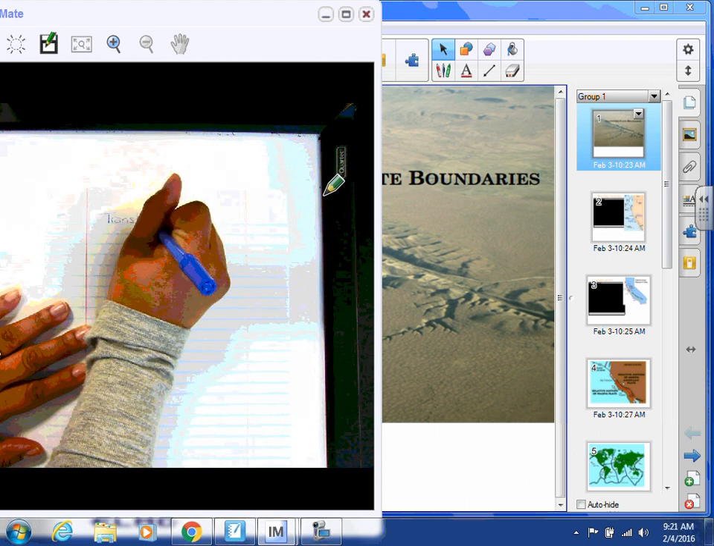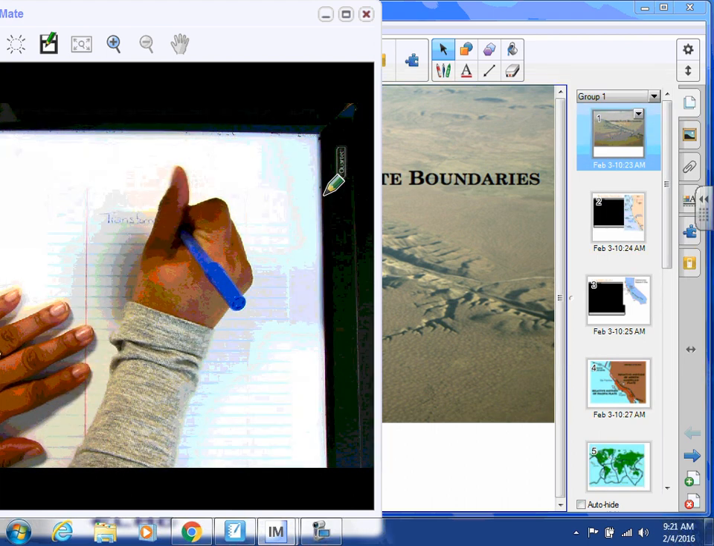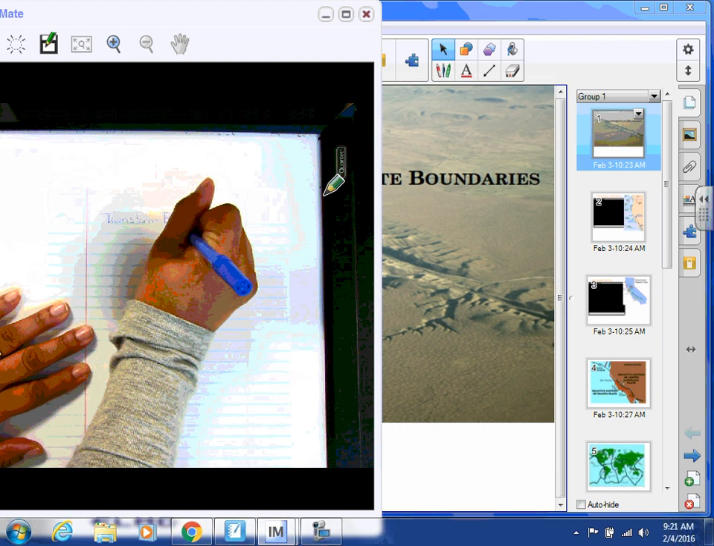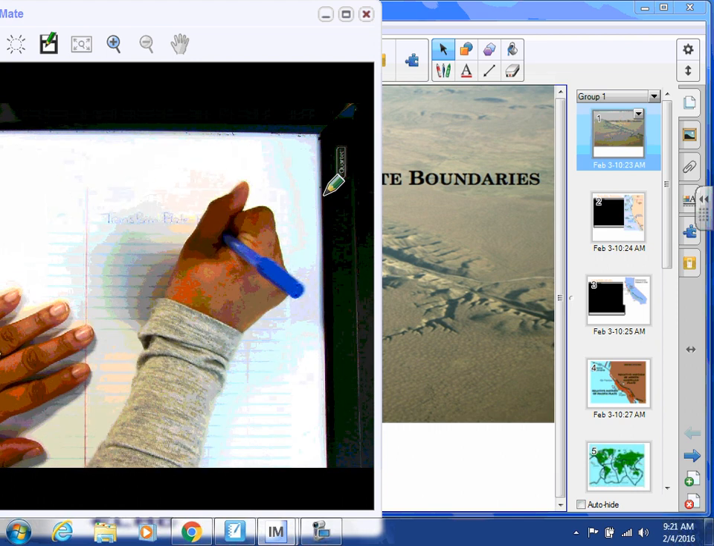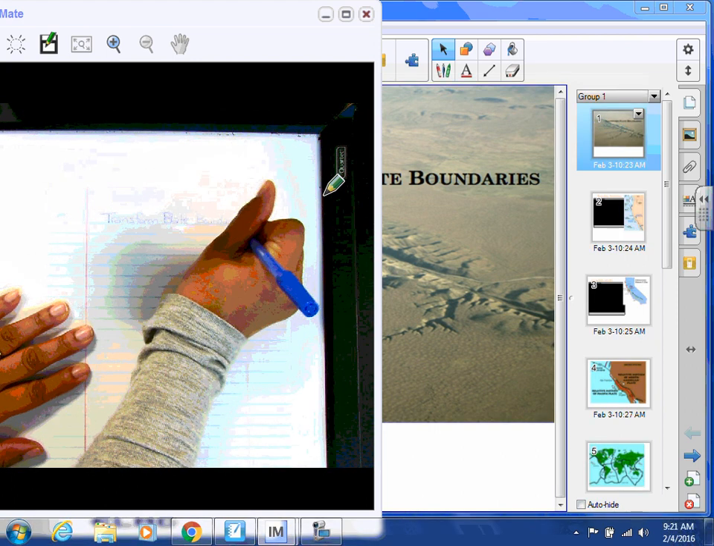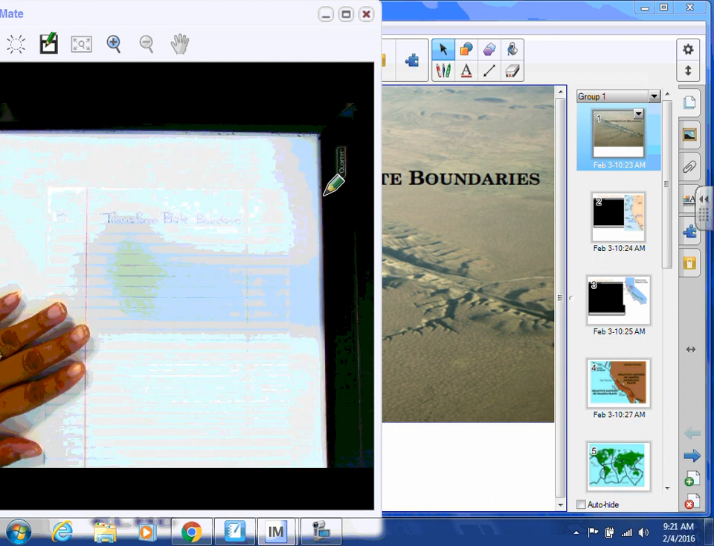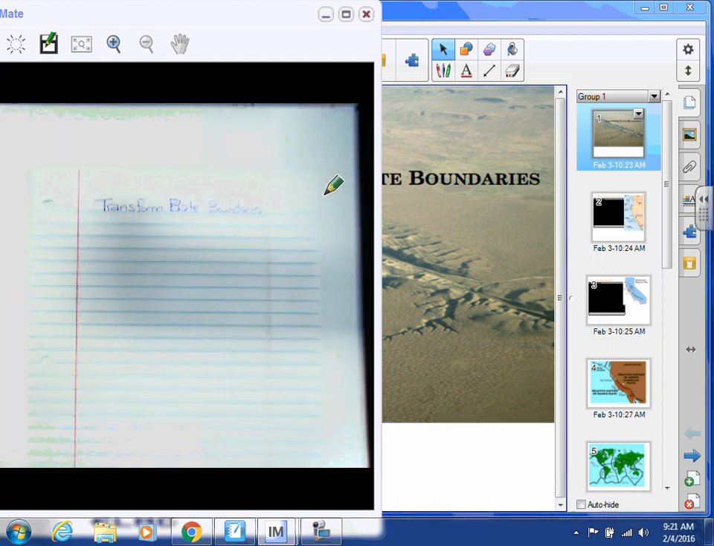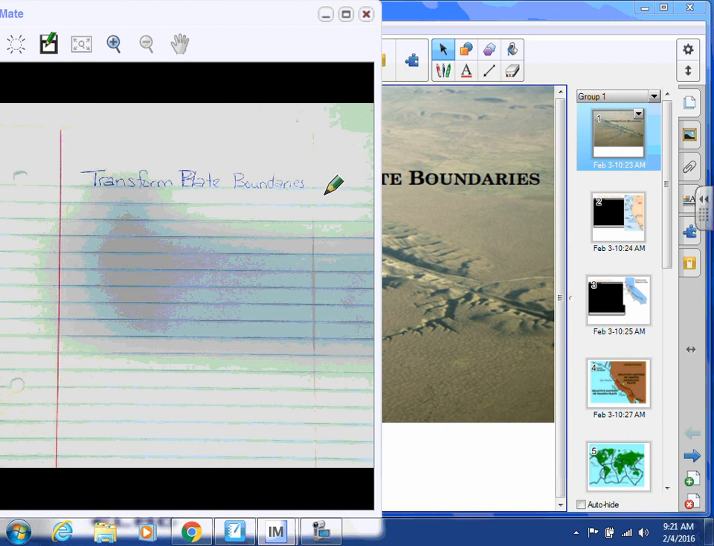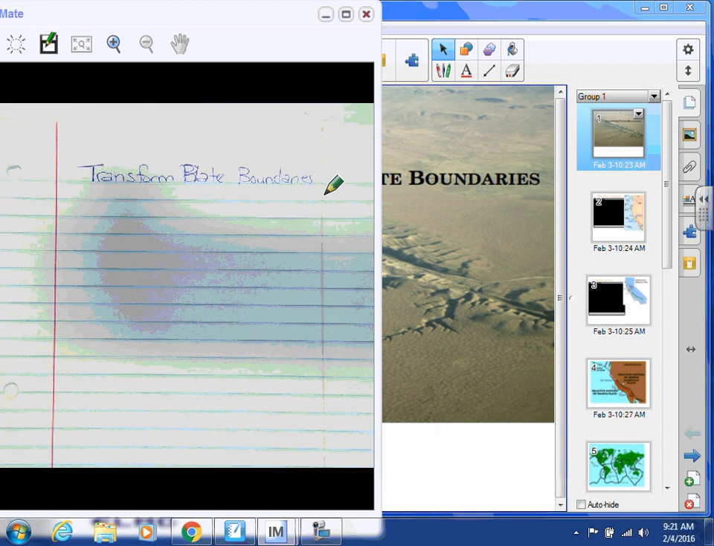Transform, this should be transform plate boundaries. I'll zoom in. Everyone can see that, right?